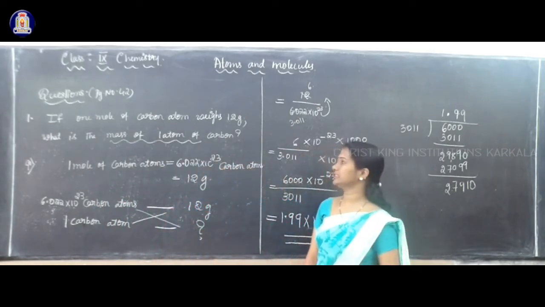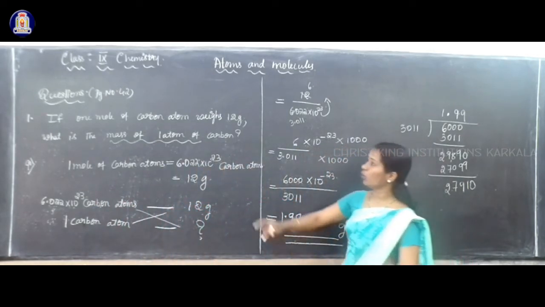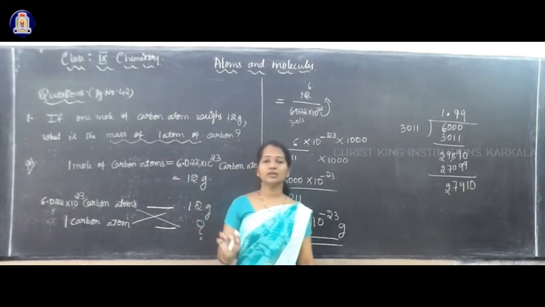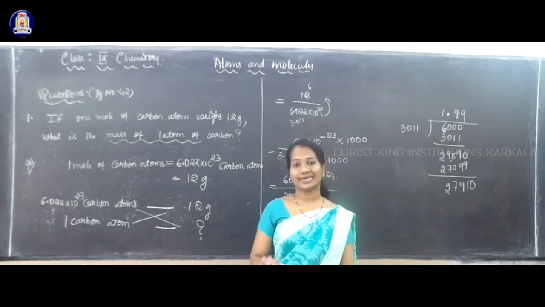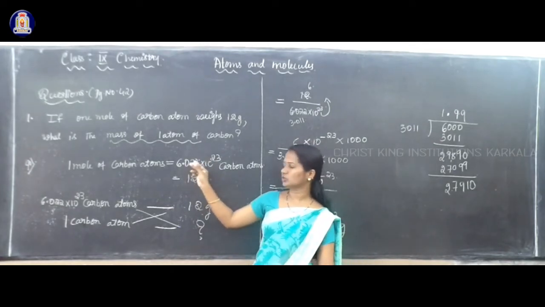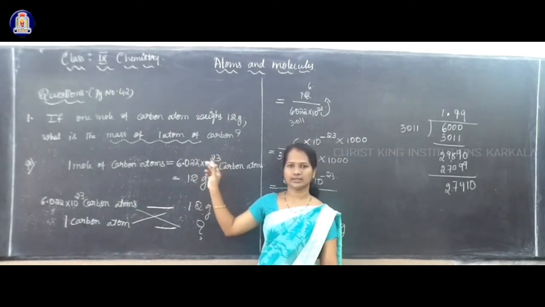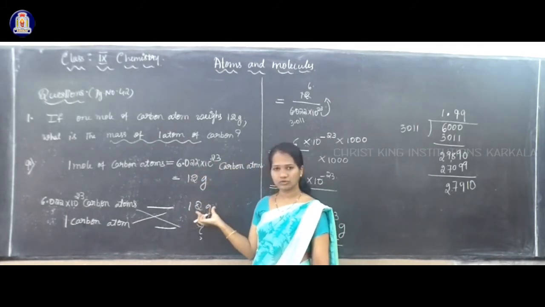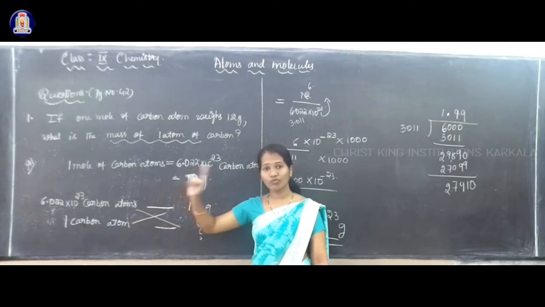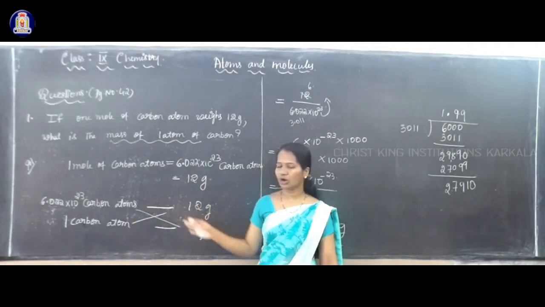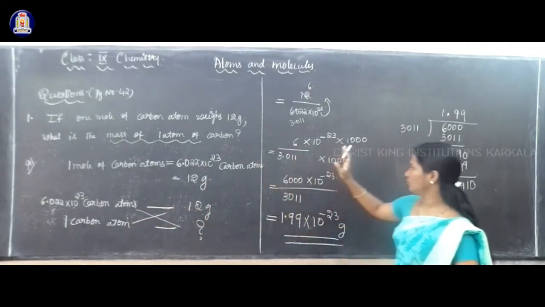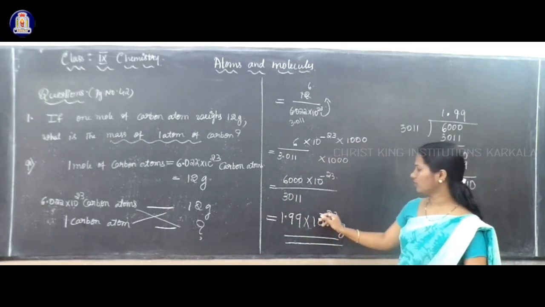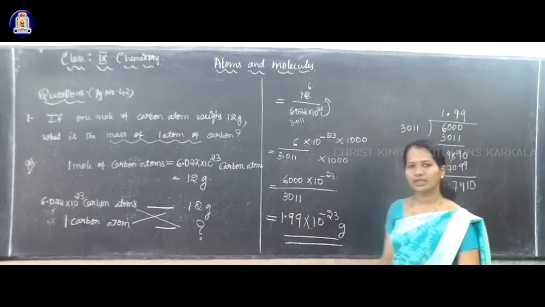In the question, the mass of 1 mole of carbon atom is given. We have studied that 1 mole of any atoms is 6.022 into 10 to the power 23 atoms, and this much atoms weigh 12 gram. What is the mass of 1 atom of carbon? When you cross multiply and divide, you get the answer 1.99 into 10 to the power minus 23 gram.